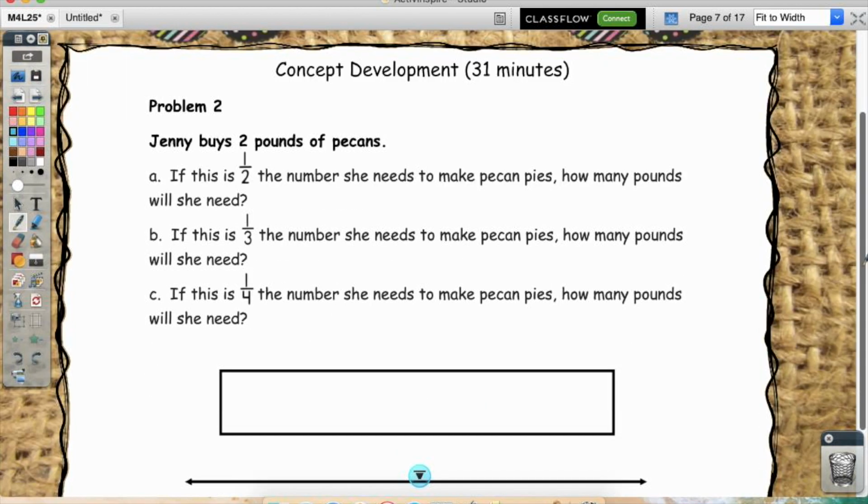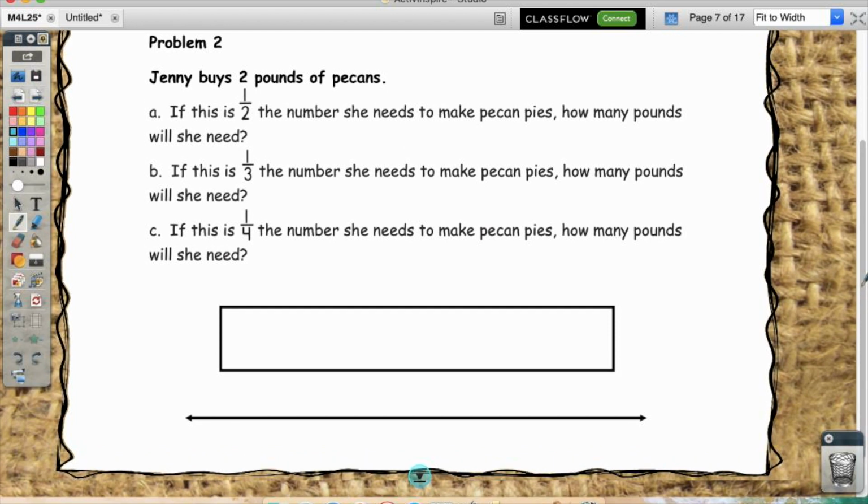This is the same thing, just another way to write it. Okay? So Jenny buys 2 pounds of pecans. This is half the number she needs to make a pie. So how many pounds will she need? If 2 is half of what she needs. 4. You got it. 4. All right, and we would do it the same way on the tape diagram. So maybe I should write this here so we can keep track, okay? So let's look at B.